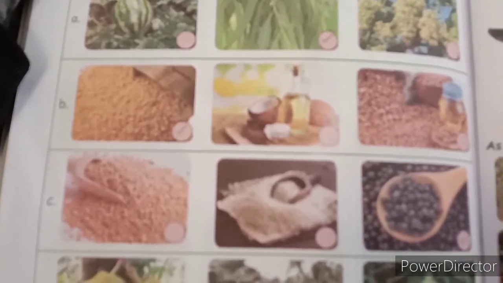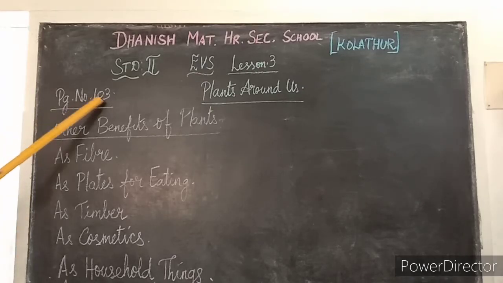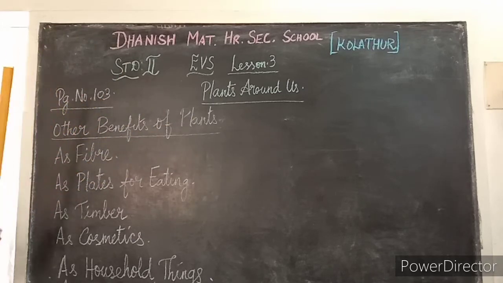Okay, children. Next, we are moving on to page number 103. Here, page number 103, we are going to see other benefits of plants. See here, we have seen different parts of plants in many other ways, right? So, now we are going to see other benefits of plants. First one, as fiber. So, now look at your book, that is page number 103. You can see fiber. As fiber means thread-like structure, okay? See, the thread-like structure taken from a plant is called a fiber. Fibers are used for making ropes and cloth. We use the ropes and cloth in many ways. See the picture.